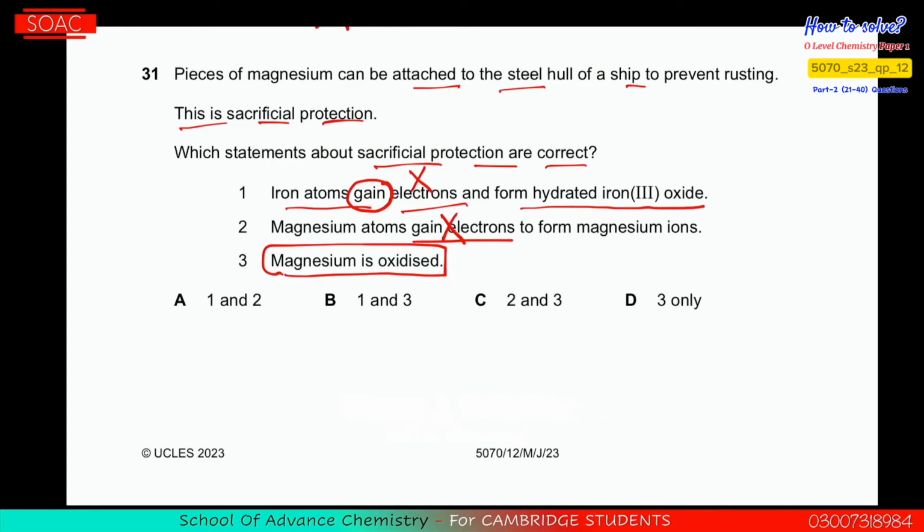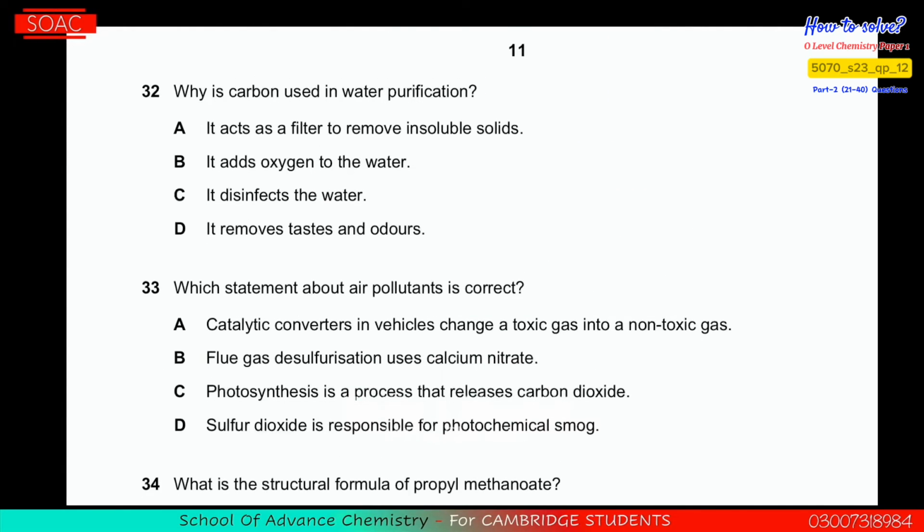Yes, it is true. Magnesium react with oxygen and the moisture, and magnesium loses 2 electron. And first of all, there is the formation of magnesium 2 positive ion. So yes, third one is the correct. So D is the correct option.